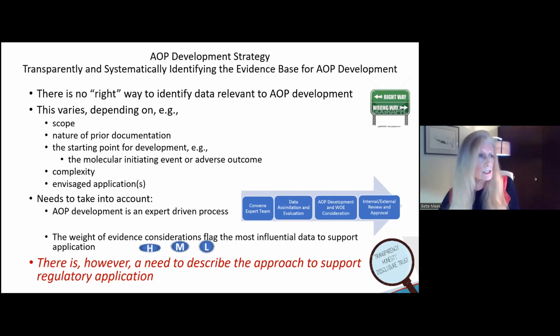It also needs to take into account that adverse outcome pathway development is an expert-driven process. In fact, these adverse outcome pathways are largely developed by expert teams who assimilate and evaluate the data. And then they go through a peer review process through the OECD review and approval. And also, we have weight of evidence considerations for the integrative aspects of adverse outcome pathways that are really important in terms of flagging the most influential data to support application.